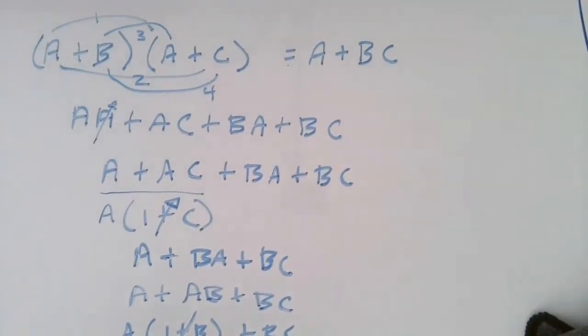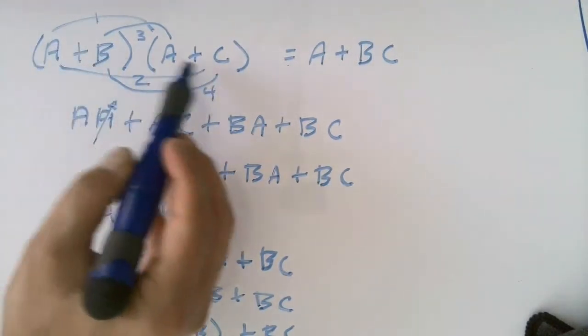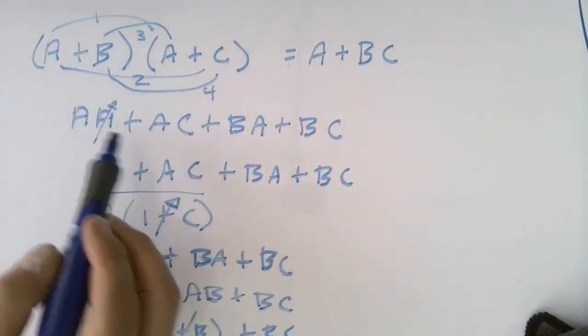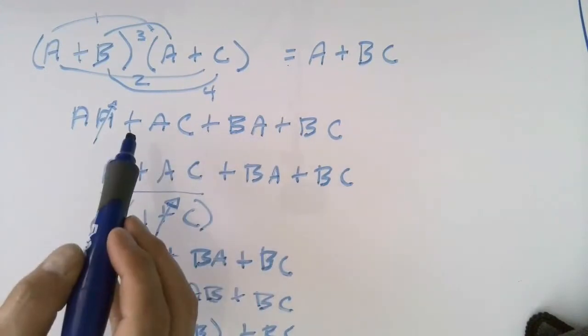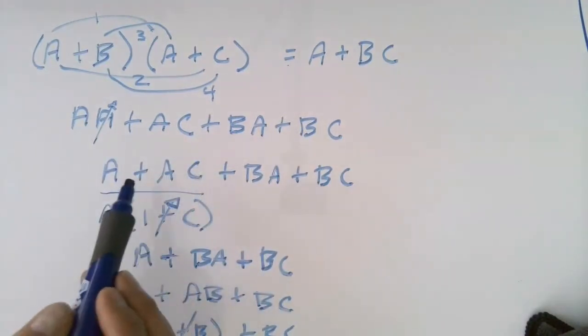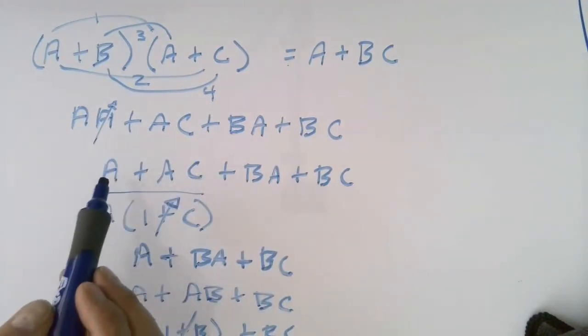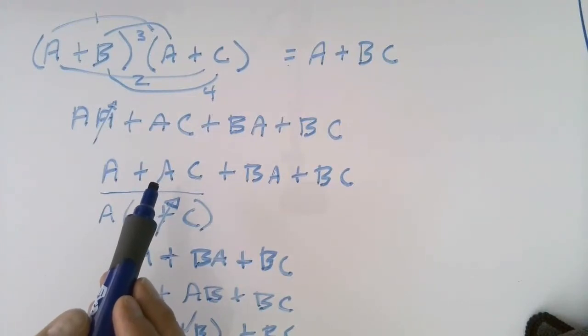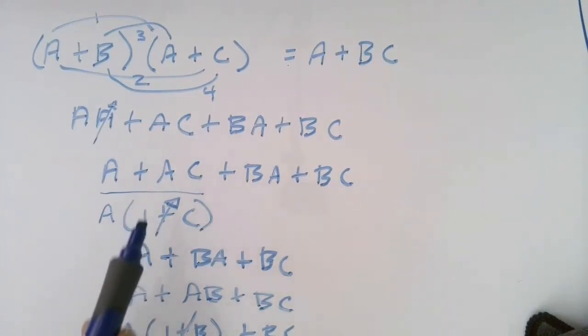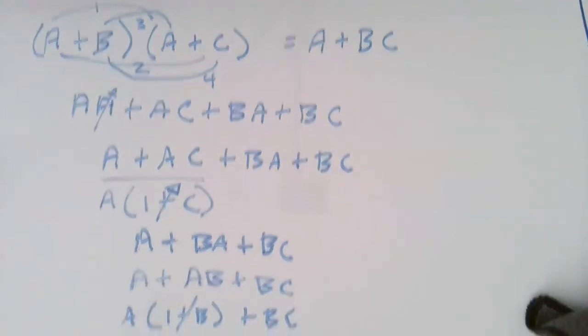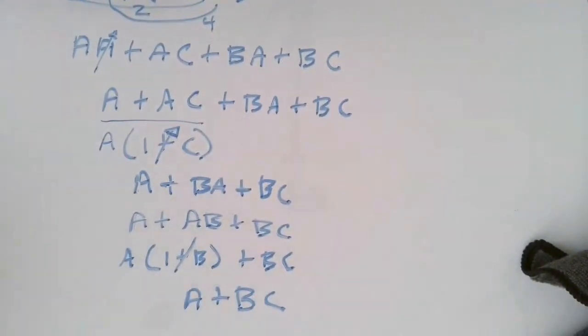So in that case, we actually used a few different rules here. We started by distributing all of these values to find out that we have 4 individual terms. And then if we group terms together that have common terms like A or A here, we can then further reduce it until we get to our final answer, A or BC.